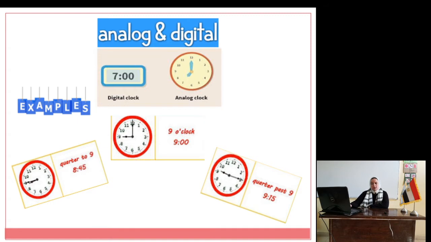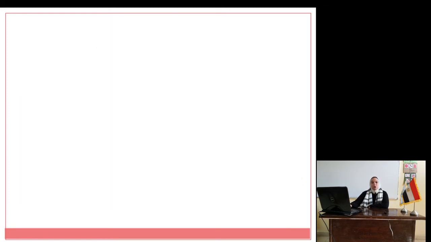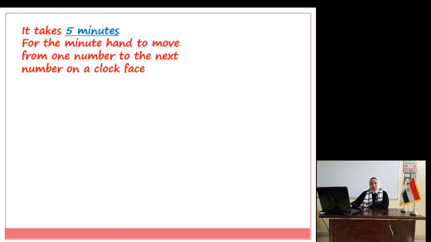In the third picture, we have the long arm on 3 and the short arm is on 9. So we can read the clock as 9:15. Okay, it will be 9:15. Remember that the long arm always tells us we can say to or past.